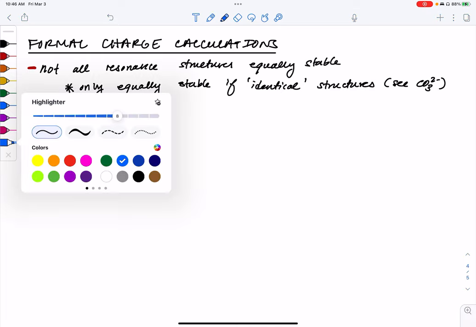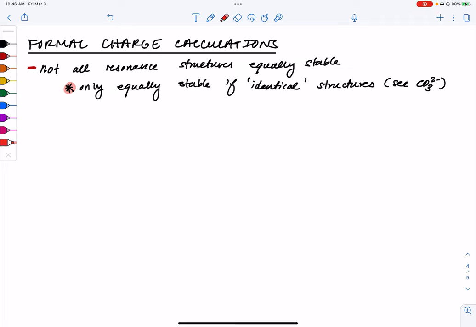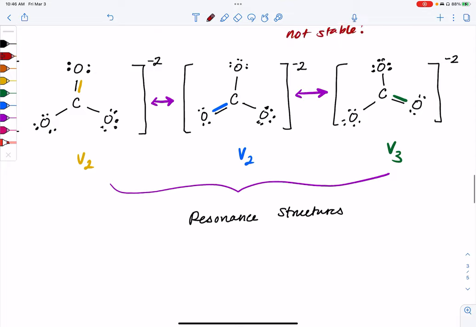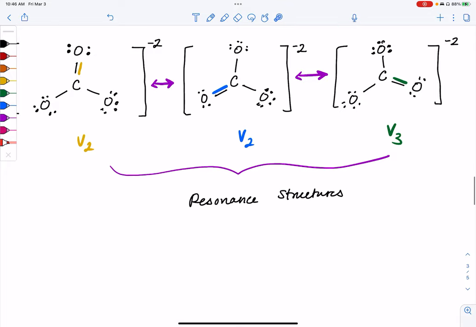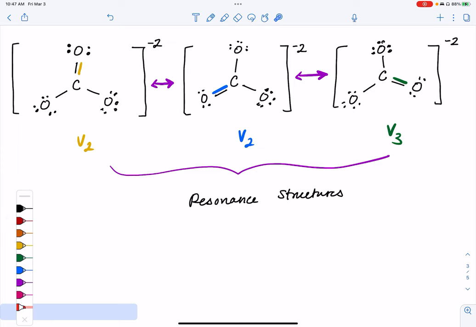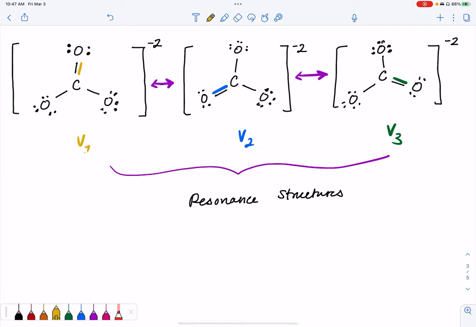In fact, the only time where we really see this idea of equally stable resonance structures is when we've got quote unquote identical structures. So if we look at our carbonate example, notice that these three resonance structures are more or less the same molecule. This version 1 is basically version 2 just rotated up, and version 2 is basically version 3 just rotated to the left.